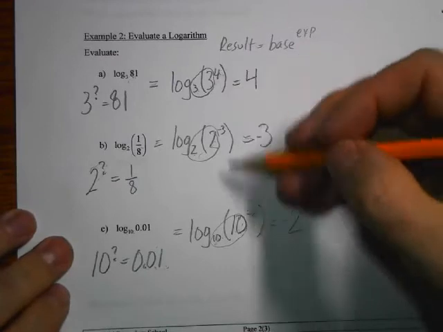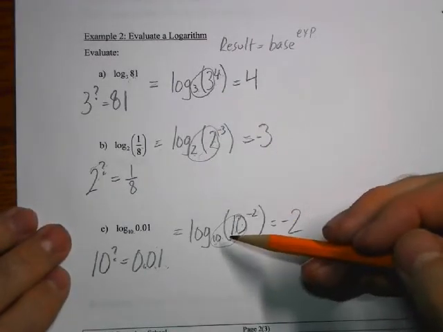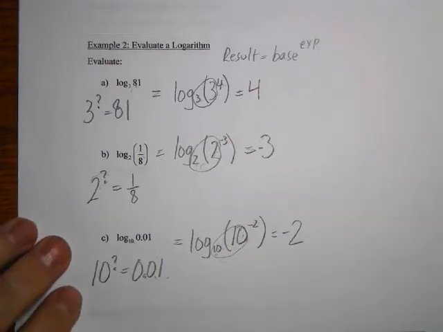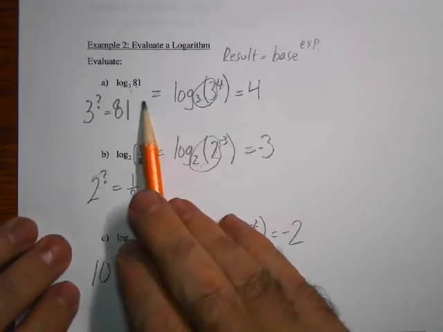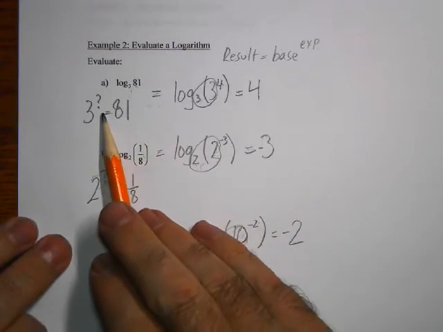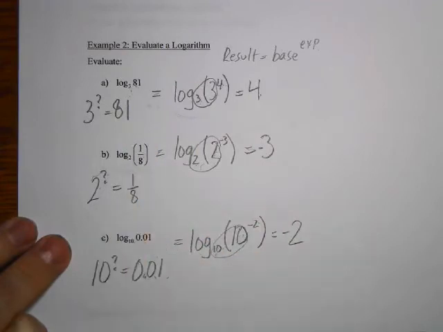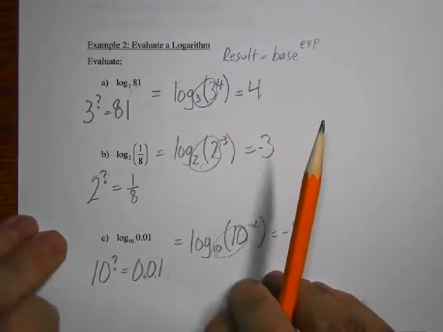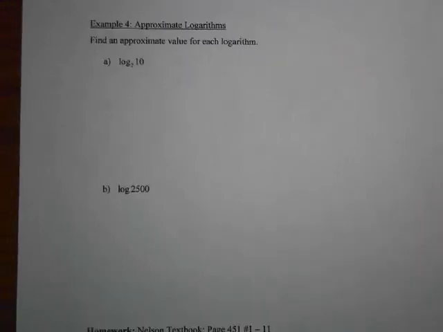Now, I'm not saying you have to do it this way. This is a nice little option to understand it better, I think. But if you could have done this one without just saying, oh, it would be 3 to the power 4, so therefore my answer is 4, you wouldn't necessarily have to do that step. Okay? It does help at the beginning when you're getting used to logarithms.